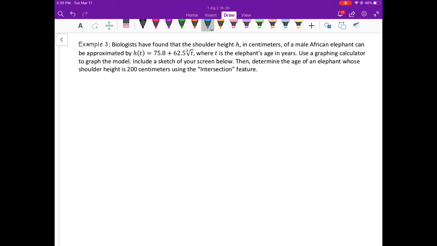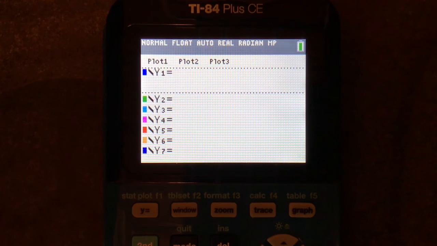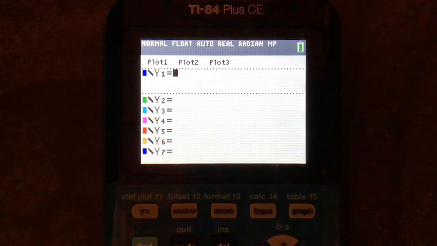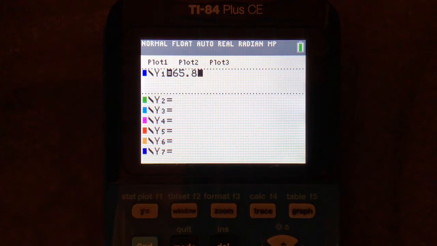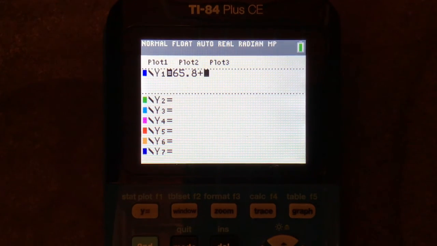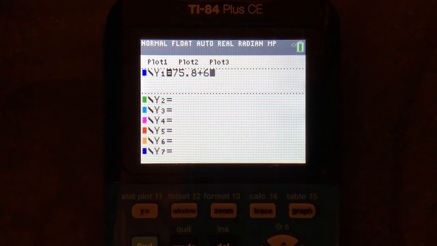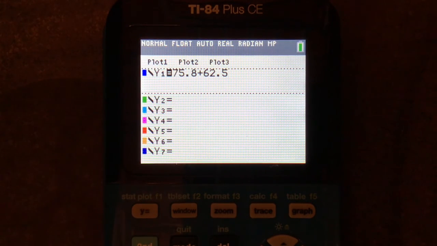This one's new. Alrighty, so we are going to start by plugging h of t in for y1 of our graphing calculator. So we want to go to the y equals of our graphing calculator so we can plug this in. And our equation was 75.8 plus 62.5. Also, notice that we cannot combine those because the 62.5 is attached to our cubed root.